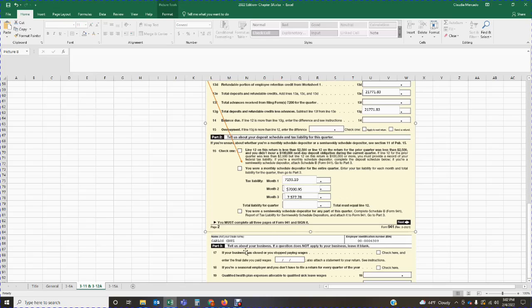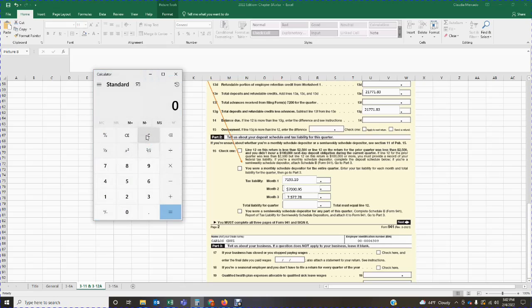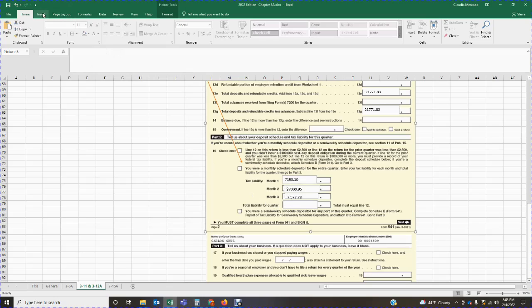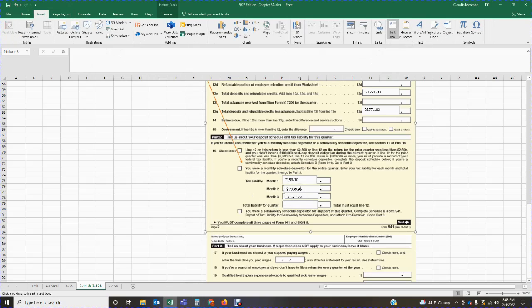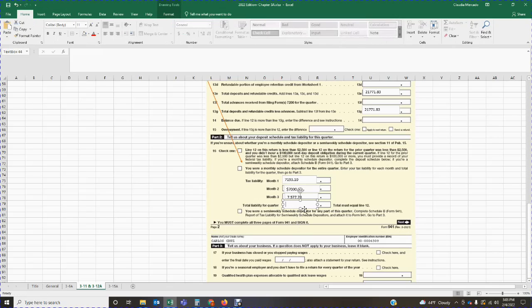Okay, so now we're going to add these together. 7193.10. I'm going to add 7,095 plus 7577.78. 21,771.83. Okay, that is the total for my tax liability for the 3 months in the quarter. And that's 21,771.83. Okay.